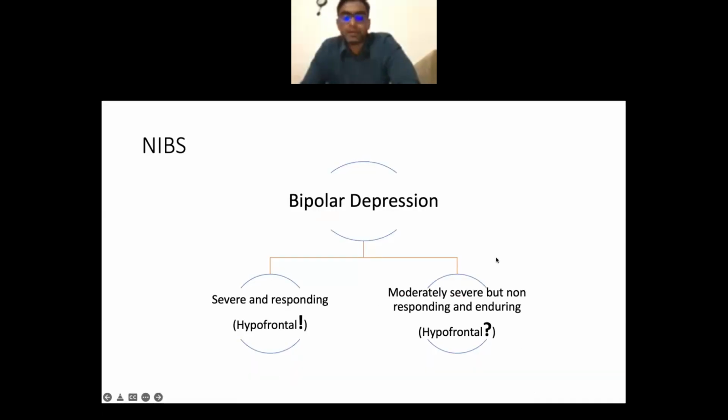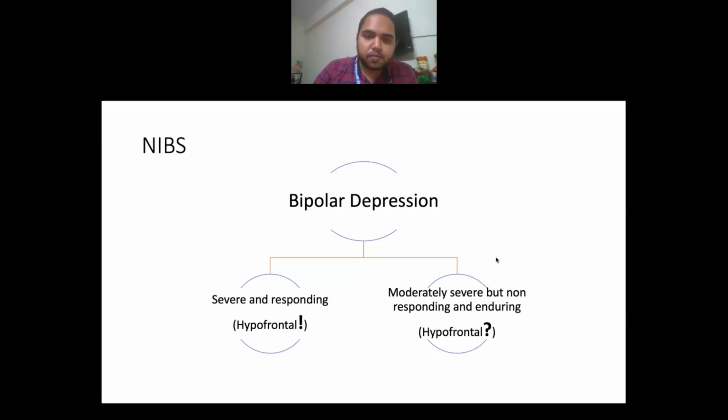Yeah. Okay. So there is hypofrontality probably in those cases where it is severe, where ECT is indicated and they are responding. In those which are moderately severe but not responding and enduring, we have to question hypofrontality because there is evidence that other areas in the brain are also important to look at.